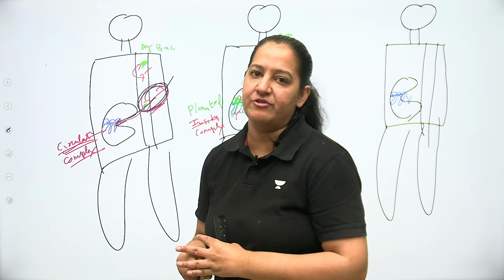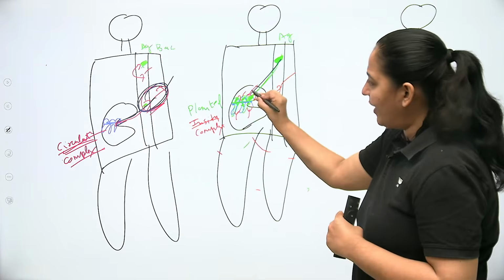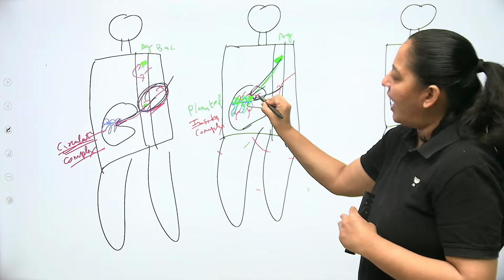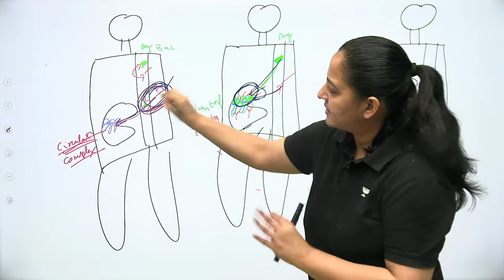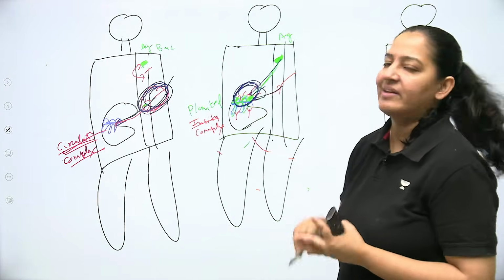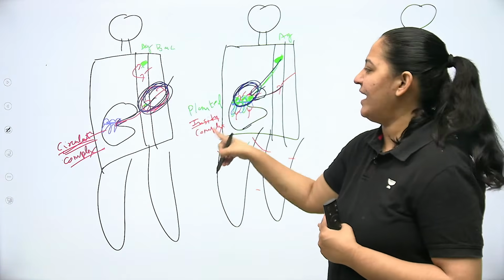The glomerulus filtration barrier. Here first antigen is going and behind it antibody is going. Ultimately antigen antibody complexes are formed in situ. See this circle. This circle is in the circulation. This circle is inside the kidney. So that is the meaning of circulatory or in situ.